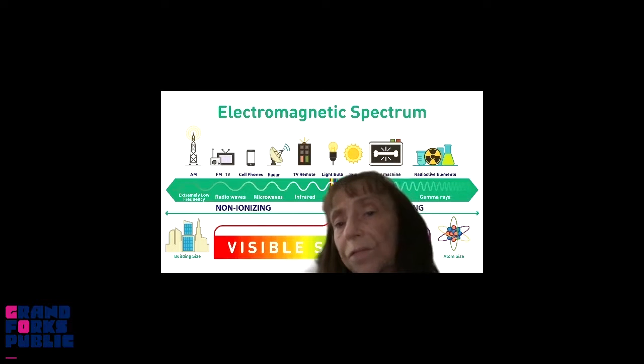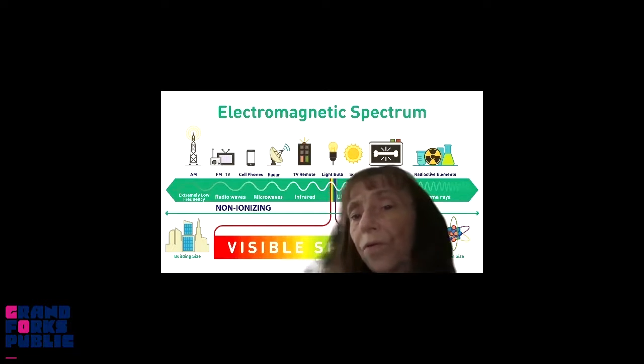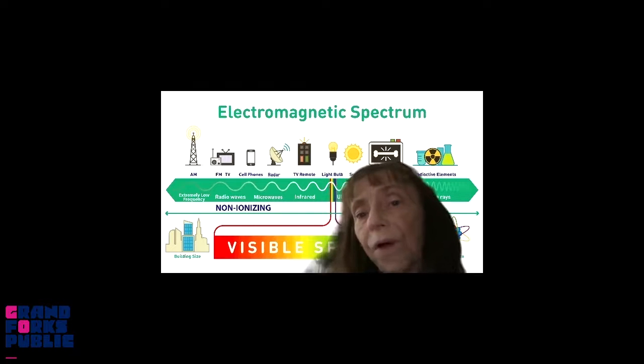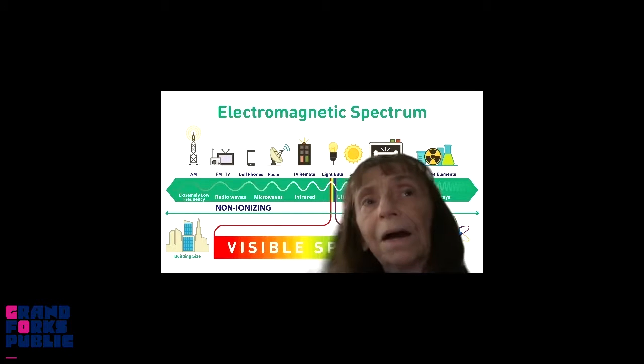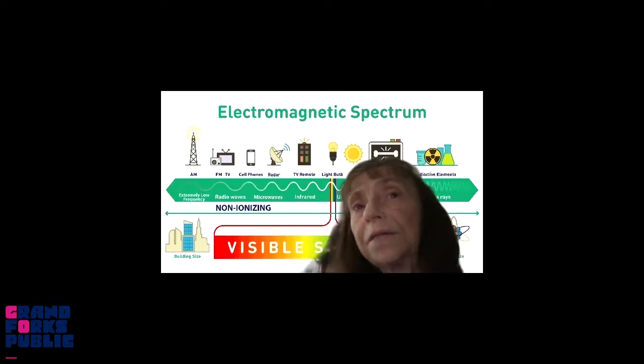The next level is microwaves. You're familiar with those from microwave ovens, and they're also found in cell phones. They can be used for transmitting information better because they can penetrate haze and rain, snow, clouds, and even smoke.